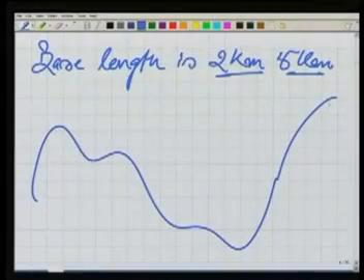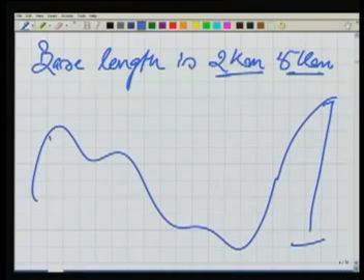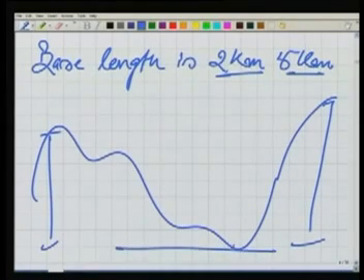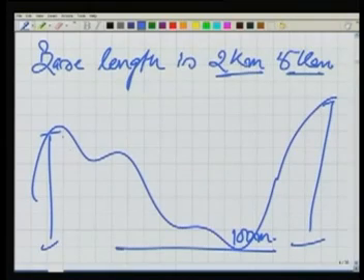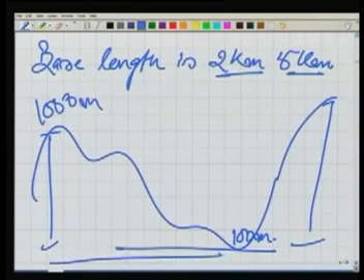Hilly terrain means a terrain like this, and these differences in heights are of the order of, this point may have a reduced level, the height of this point may be, we can say, 100 meters from mean sea level, while this could be 1000 meters. In a distance of only 1000 meters, there could be a difference like this. So our terrain is very much hilly.